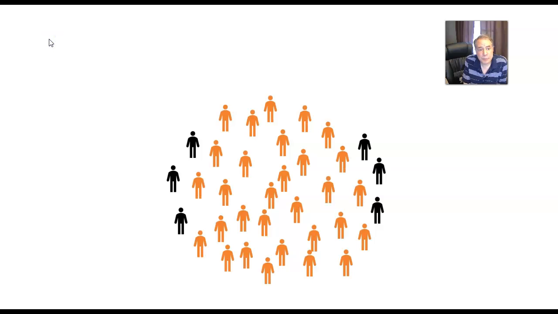How fast is it spreading? Well, that depends at any given moment on how many people are already infected and also on how many people are uninfected. If nobody's uninfected, it can't spread at all because there's nobody for it to spread to.